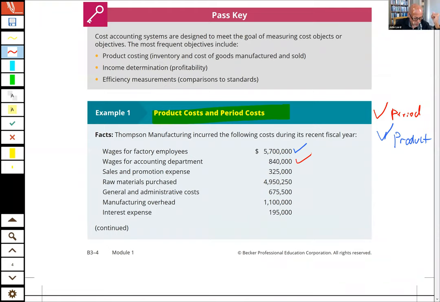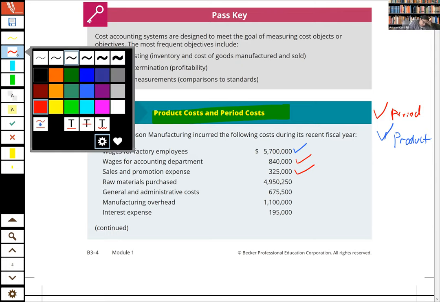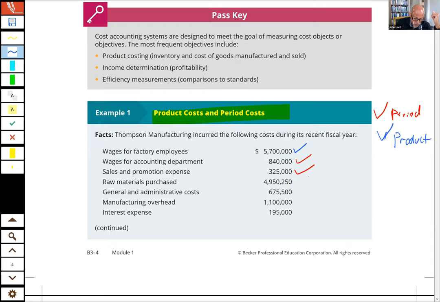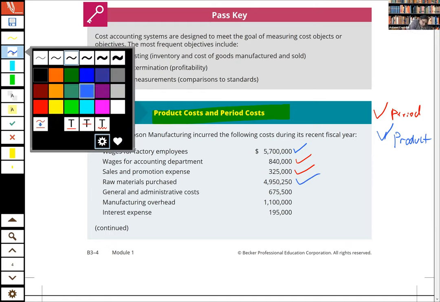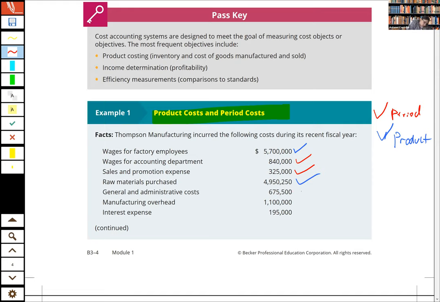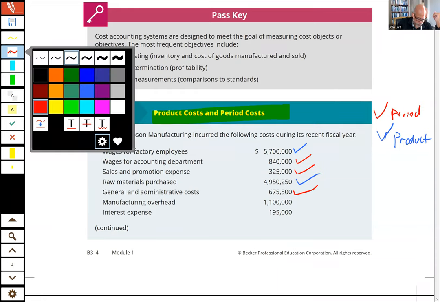Good, how about sales and performance? Period. Good. How about raw materials purchased? Product. That's gonna be product, good. How about general administrative? Period. Okay, good. And they had to do it every other, so I got to keep changing the pen. How about manufacturing overhead? Product. That's going to be product cost. Good. So make that blue.